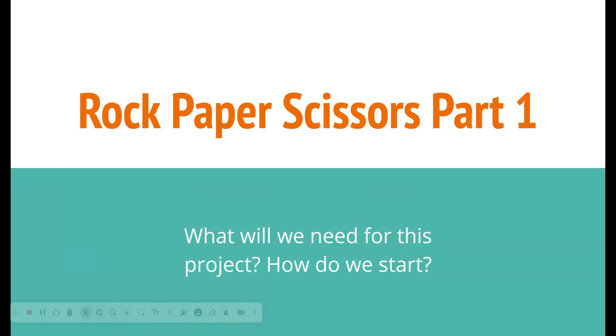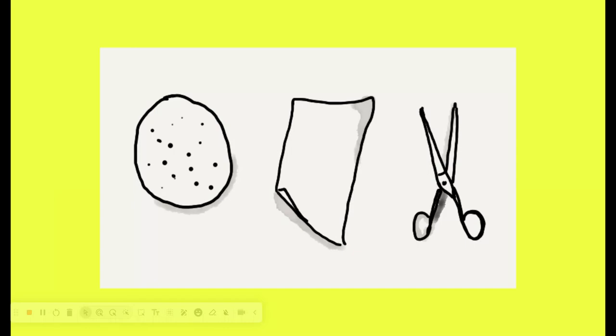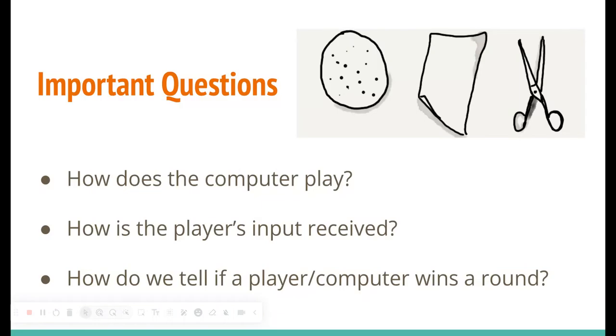Now let's go over our project, which is Rock, Paper, Scissors Part 1. What are we going to need for this project and how do we start? Well, there are a couple important questions I want you guys to consider, and at the very end of this lesson, we're actually going to go over them and answer them. First, how does the computer play? Second, how is the player's input received? And third, how do we tell if a player or computer wins a round?